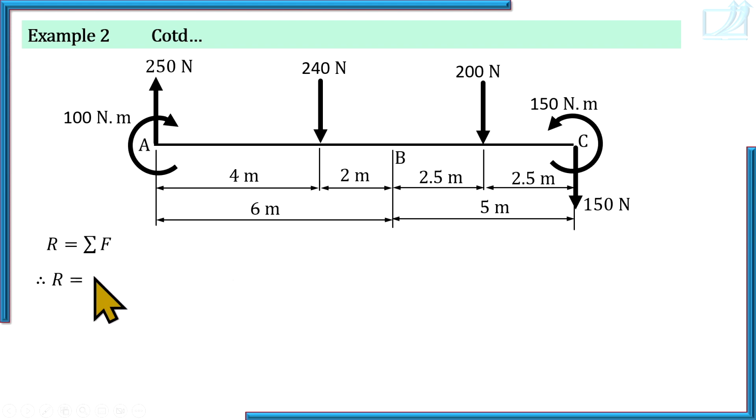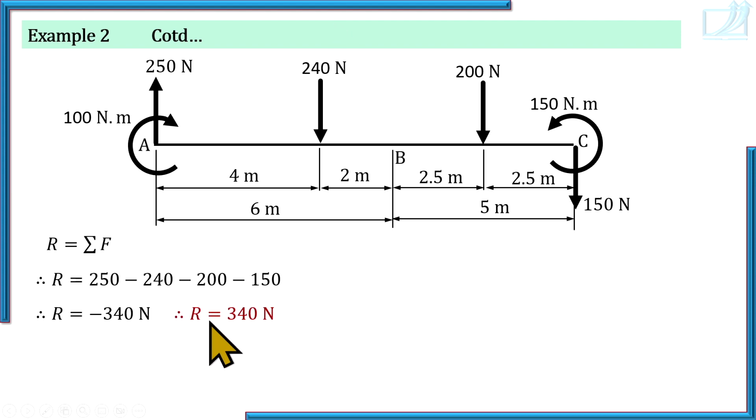Okay, so R is equal to sigma F. R is equal to 250 upwards, 240 downwards, 200 downwards and 150 downwards. And this is how you have found out R, minus 340. Now all forces are vertical. That means resultant is vertical, and along a vertical line negative is downwards, so I have shown the direction downwards.